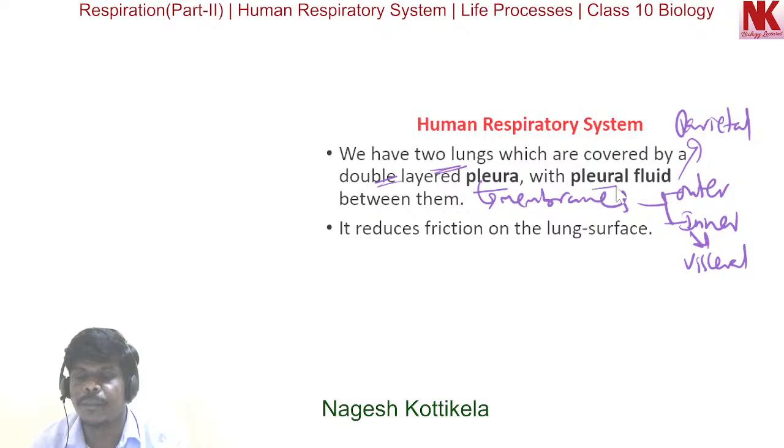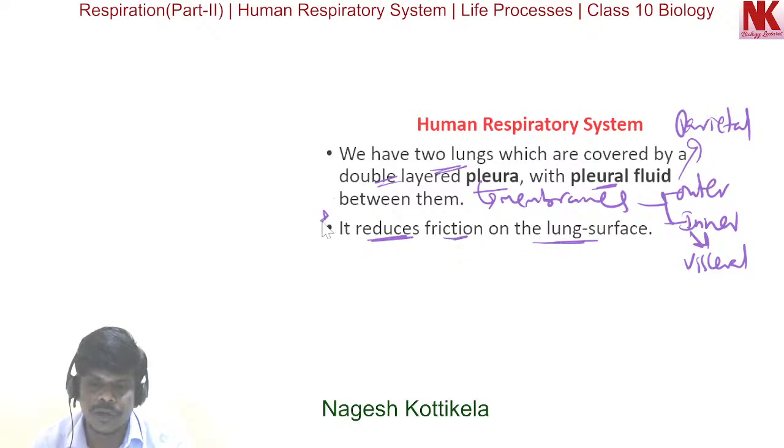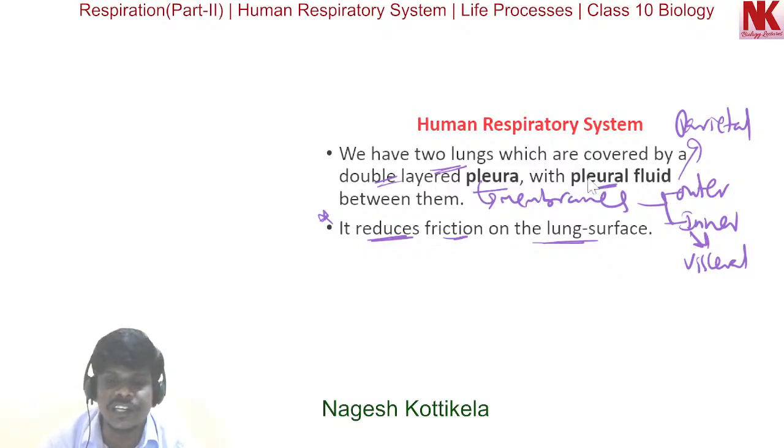Between the two membranes, pleural fluid is present, and this pleural fluid reduces friction on the lung surface. Very important. The function of pleural fluid is to reduce the friction on the lung surface and protect the lungs. That is the importance of the pleural membranes and the pleural fluid present inside them.